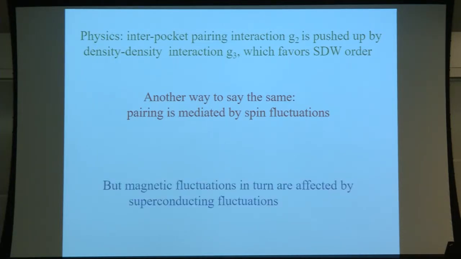What you don't see in a standard spin fluctuation theory, which is based on just assuming that the interaction is already attractive, is the feedback effect: that growing superconducting fluctuations also affect magnetic fluctuations. And this has some consequences that I will probably mention later on. I'll actually try to mention this if I have time.